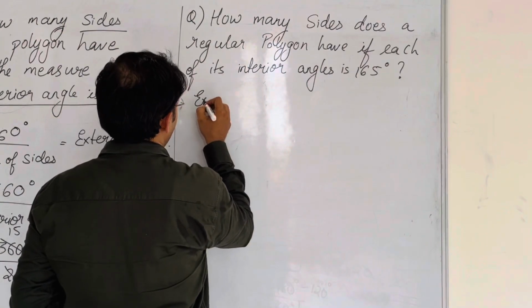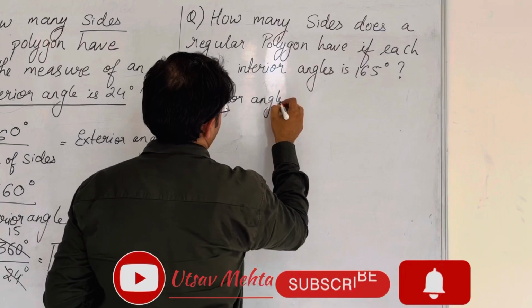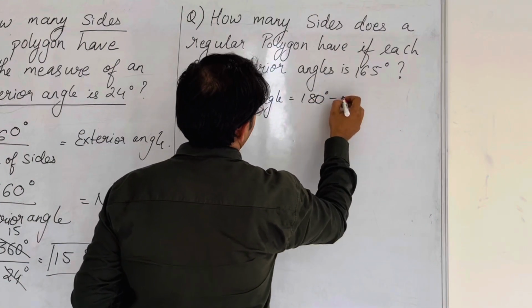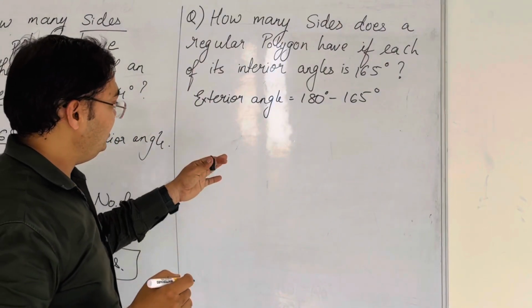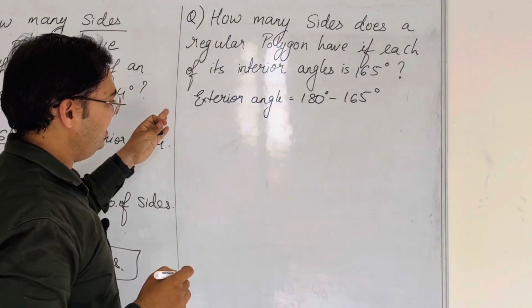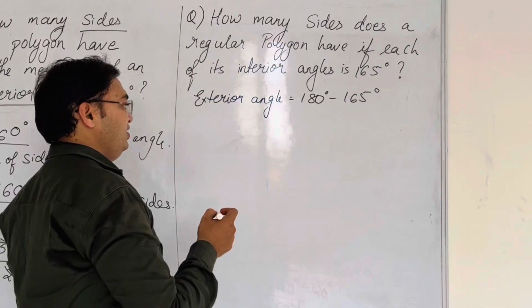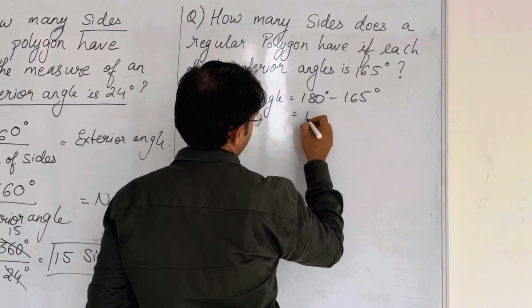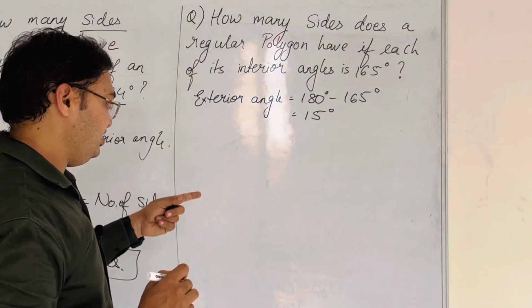That means exterior angle equals 180 degrees minus 165 degrees. So first of all we need to know the exterior angle, and we come to know the exterior angle by 180 degrees minus the interior angle. We found it over here, that is 15 degrees. So 15 degrees is my exterior angle.